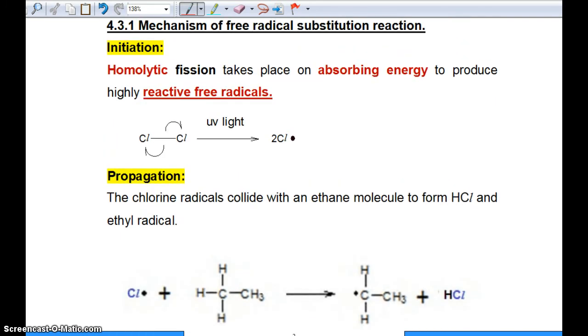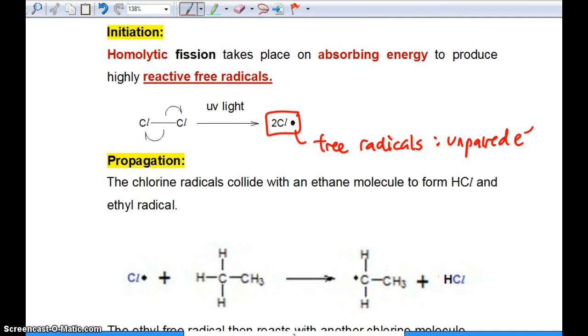Let's recap. In the initiation, free radicals form, which are very reactive because they have one unpaired electron. So what does this free radical do? The product in the initiation, the free radical Cl dot that is formed in the first step, will react with the alkane molecule, the ethane. Being very reactive, the free radical will force the alkane to react.